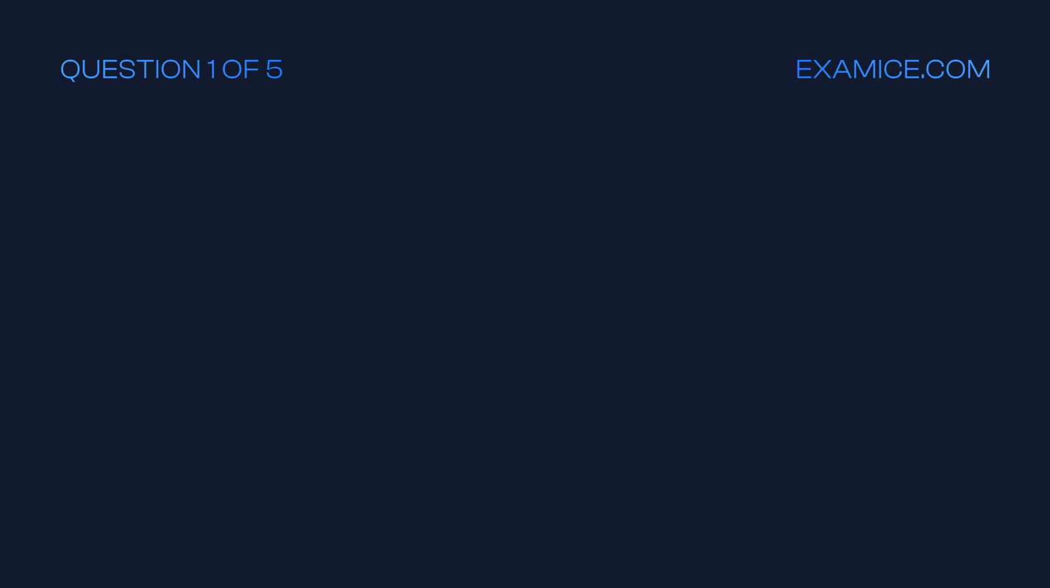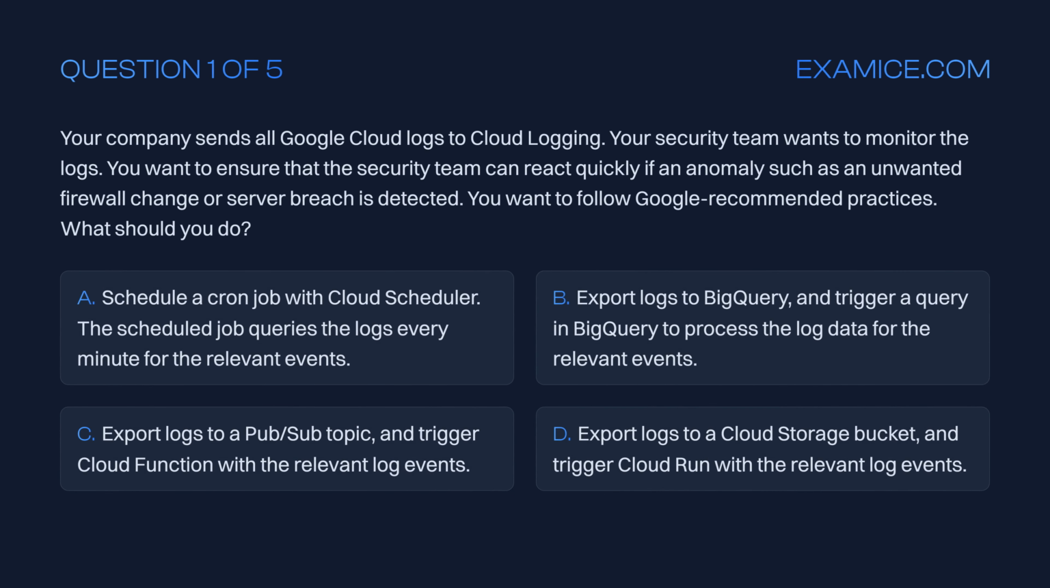Question 1. Your company sends all Google Cloud logs to Cloud Logging. Your security team wants to monitor the logs. You want to ensure that the security team can react quickly if an anomaly, such as an unwanted firewall change or server breach, is detected. You want to follow Google recommended practices. What should you do?